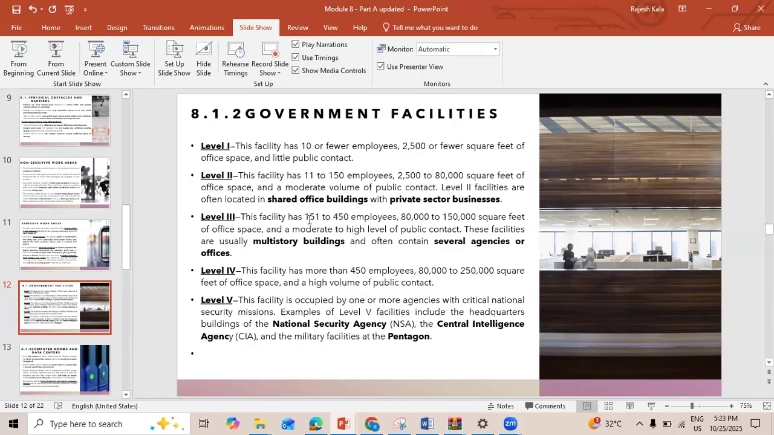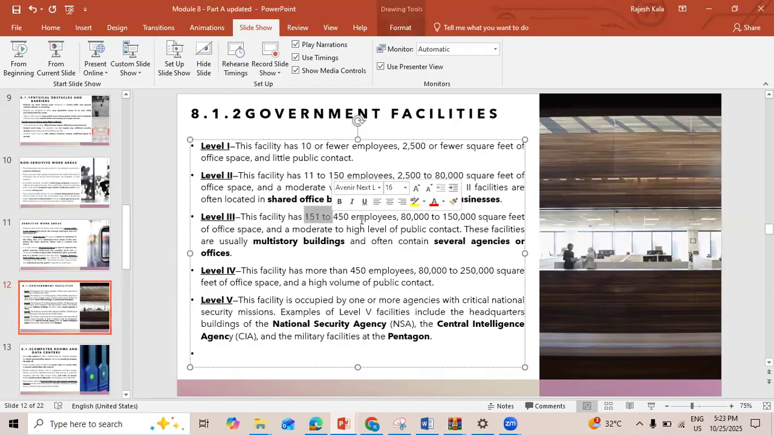Level 3, the number of employees is increasing, 150 to 450. The area also increases, up to a 150,000 square feet building. Public contact will be there also. Then multi-story, not like one story, but two, three, four, like that. Multiple floors will be there, with different agencies or offices. Level 4, more than 450 employees. The area of the office will be 250,000 square feet, with a high volume of public contact. More people are coming and visiting for different purposes.